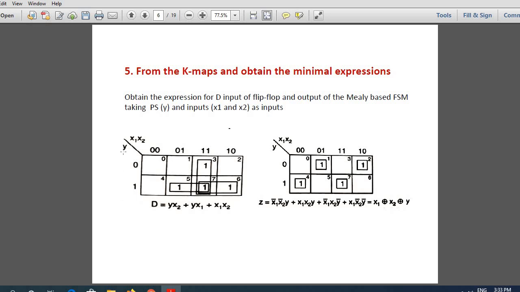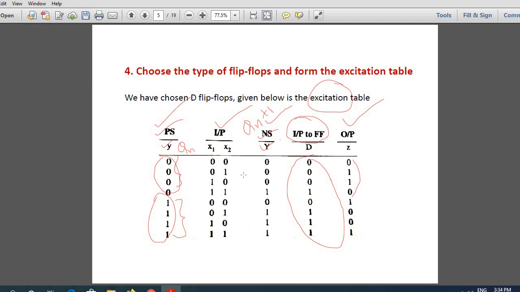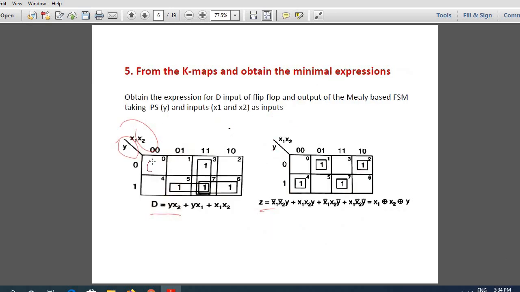Look here. My present state is small y. Here, my input combinations are x1, x2. Using that, I'm going to create the K-map for D and K-map for Z separately. Look here. For 0, 0, 1 in your D's K-map, it is 0. 0, 0, 0. It's always good to put 0 and study, okay? Otherwise, it may be confusing for you. I don't know why they have not written. Please put zeros. Wherever nothing is shown, it actually means that it is 0.